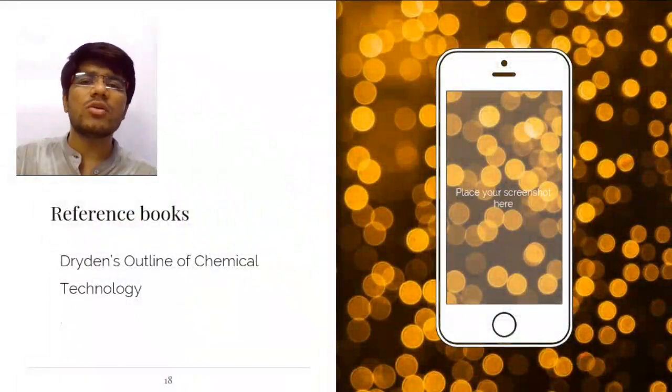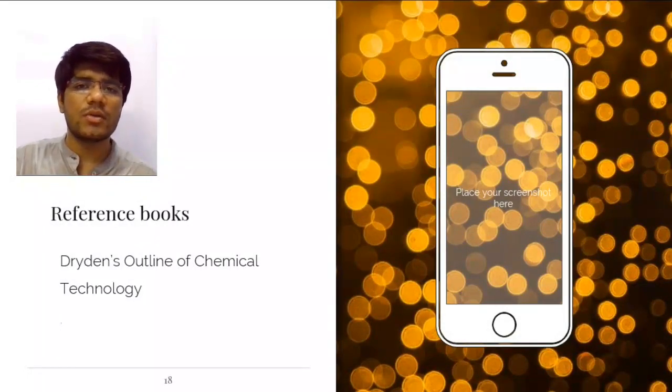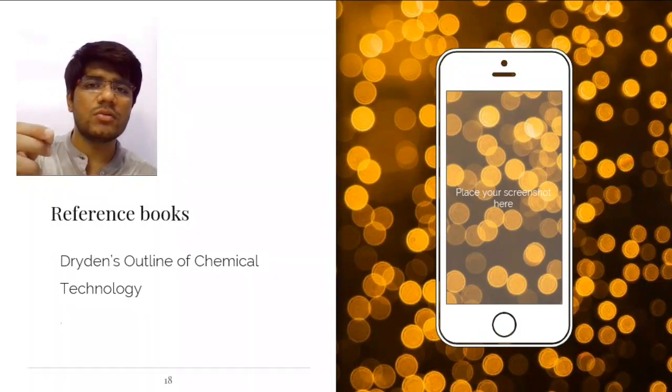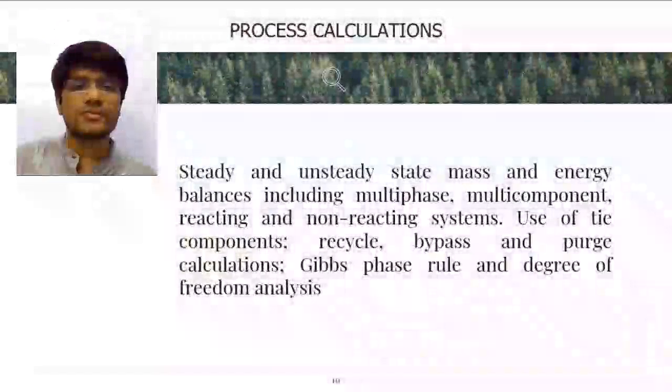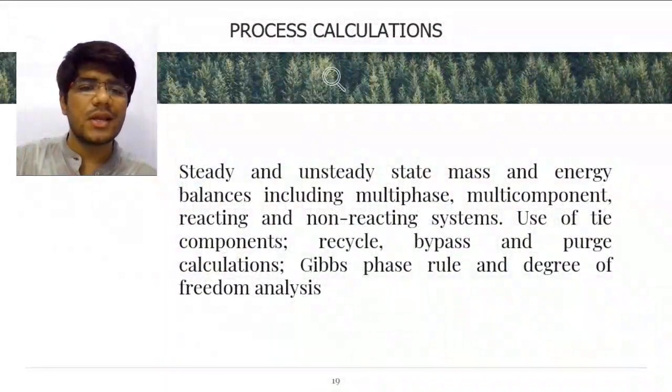The only book I suggest is Dryden, Outline of Chemical Technology. Again, a good book, written in a good manner. So just go through the processes, learn the names of the processes. Yes, this process comes from this topic. So the next is process calculation.